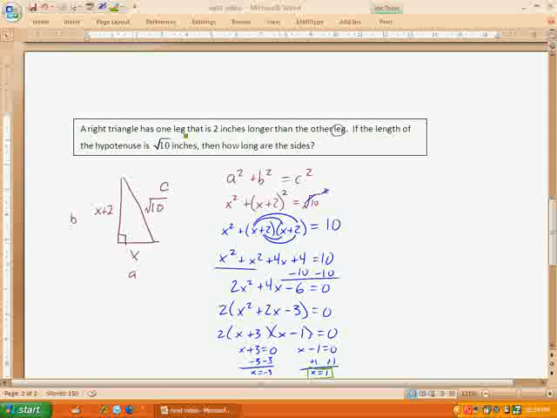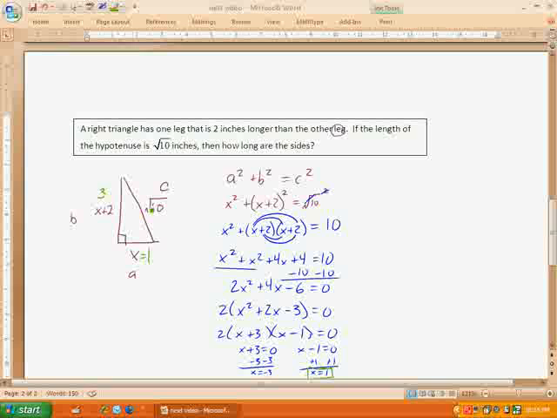Okay? But it doesn't say solve for x. It says how long are the sides. So this side is going to be 1. This side is going to be 1 plus 2, which is 3. And then this side is obviously the root of 10. And so I've now answered that question.